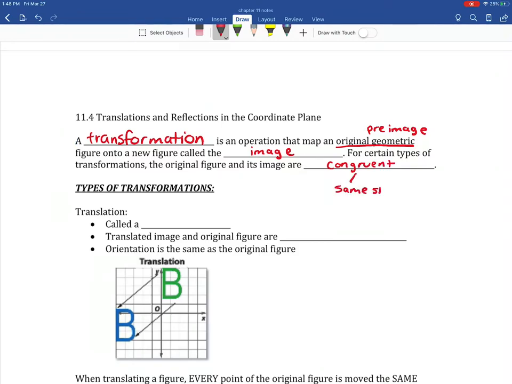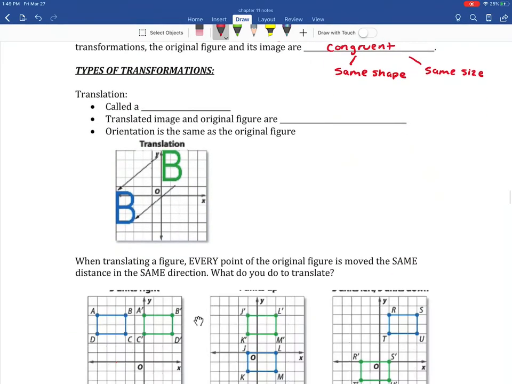Congruent means it's going to have the same shape and the same size. We've been saying that congruent means equal, so it makes sense that the beginning figure, the original figure, the preimage, is going to be the same shape, or it's going to be equal to the new figure, the image, after it's transformed. The first type is called a translation, also called a slide.